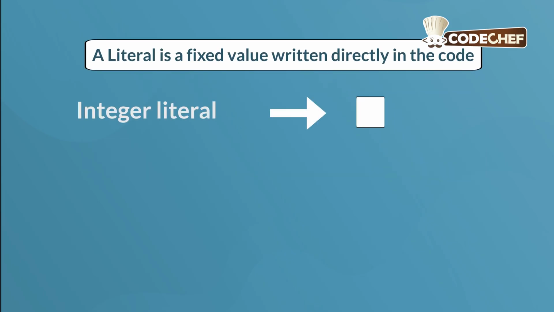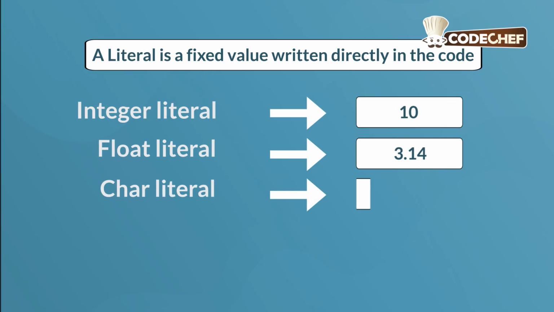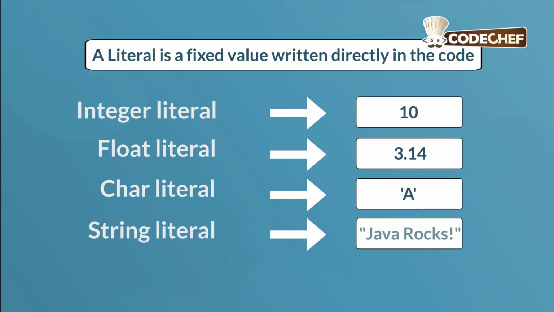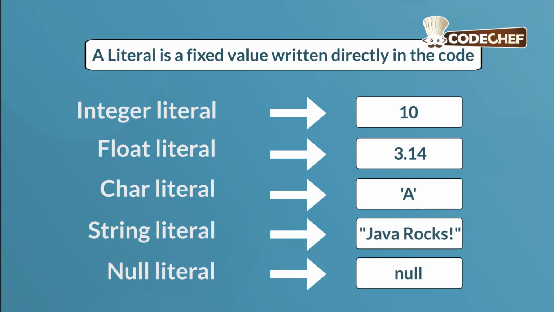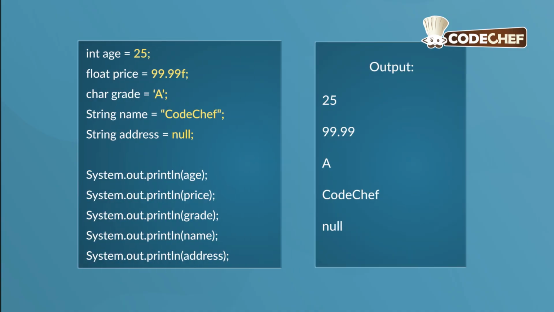Examples include integers like 10, floating point numbers like 3.14, characters like A, strings like Java rocks, and the special null literal indicating no value. Here's a simple Java example. Each value on the right side is a literal, a fixed, direct representation of data. When we run this program, the output will be quick facts about literals.